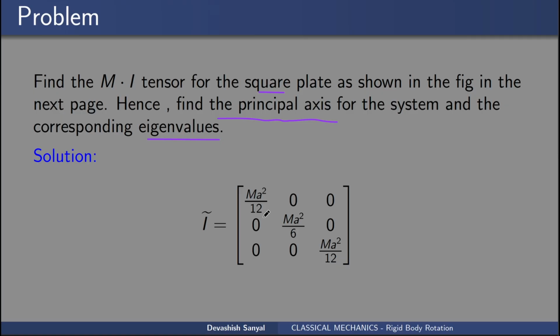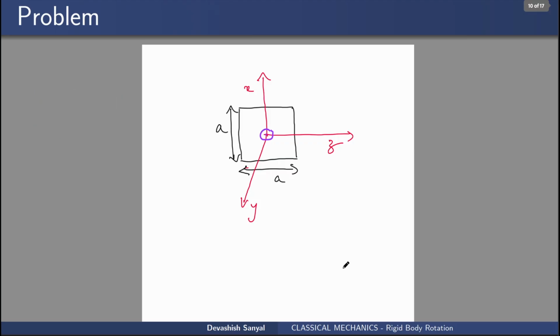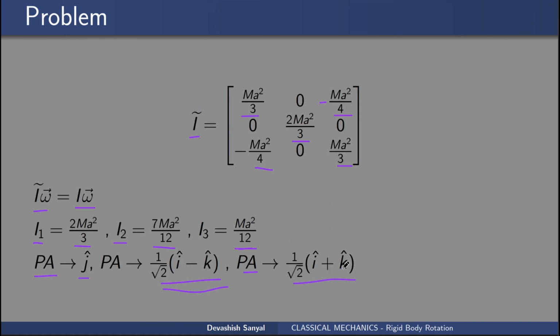It is basically a diagonal matrix. And if it's a diagonal matrix, that means what are the eigenvalues? The eigenvalues are obvious. And what are the eigenvectors? So here the eigenvectors are also very obvious. So the coordinate system that we started with forms the eigenvectors here. And in the previous problem the eigenvectors were given by these: j cap, 1 by root 2 (I cap minus k cap), and 1 by root 2 (I cap plus k cap).